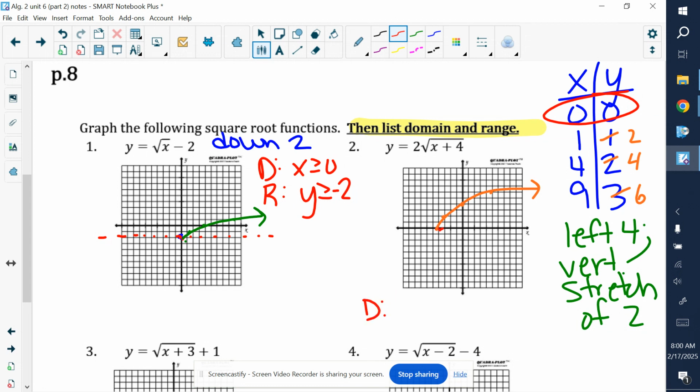Okay, let's list our domain and our range. Now my graph was shifted 4 to the left, so my domain is going to change. Because I went 4 to the left, my domain is now X values greater than or equal to -4. My range, how low does my graph go? Well, 0 is as low as it goes, and then it goes forever up. So my range is Y values greater than or equal to 0.